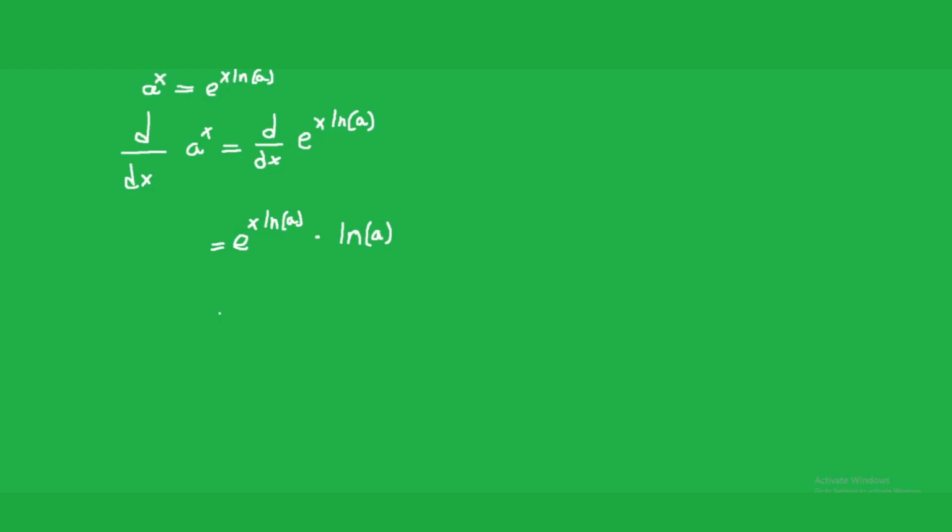Okay, so that being said, e to the x natural log of a we defined earlier as a to the x, so I'm just going to put that right back in, a to the x, and then we have natural log of a. Okay, so this is the derivative, and so it's obviously going to be very useful. You can use it in lots of things.